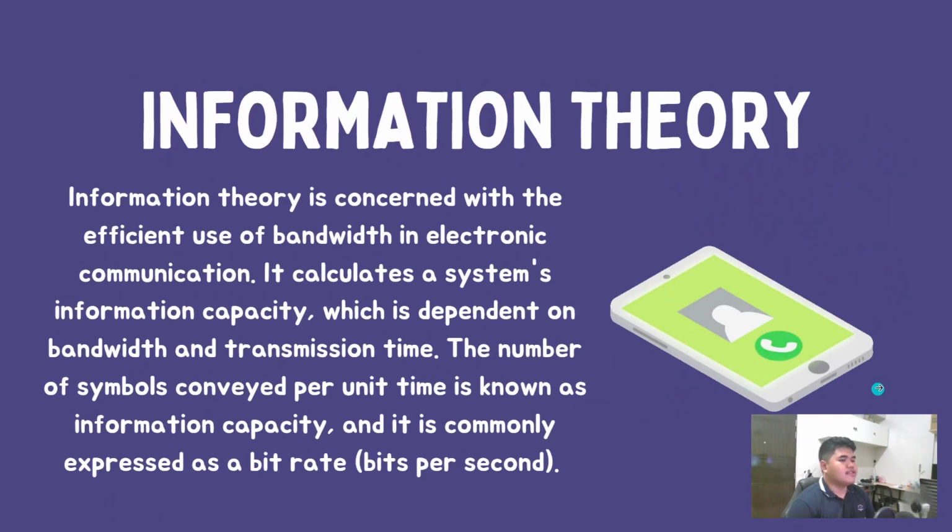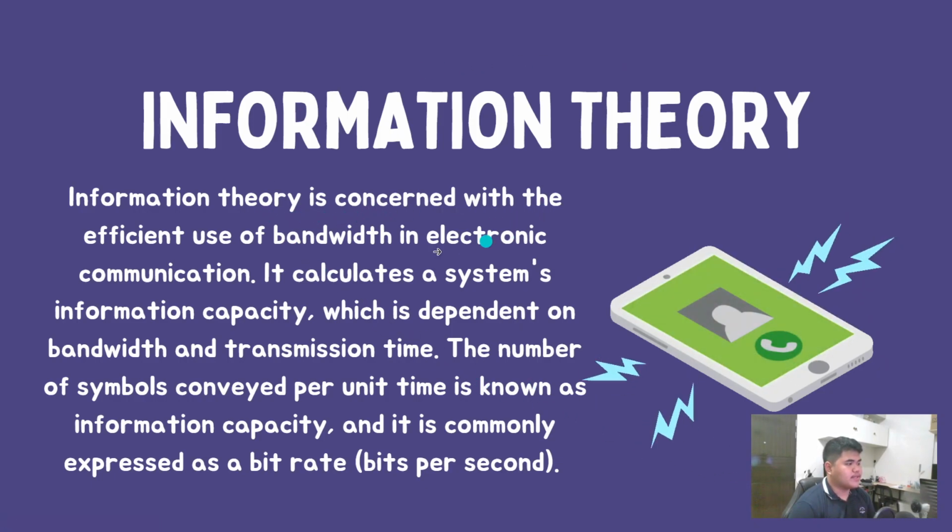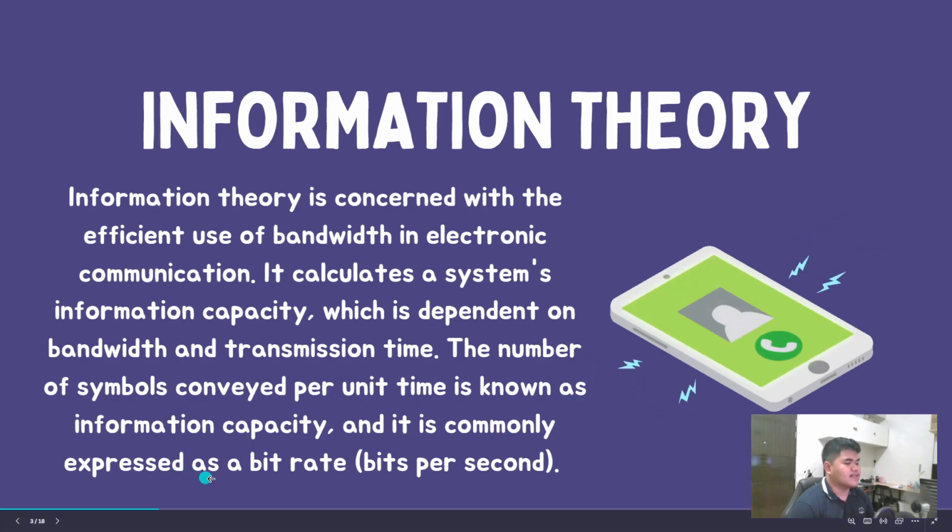First, let us define what is information theory. Information theory is concerned with the efficient use of bandwidth in electronic communications. It calculates a system's information capacity, which is dependent on bandwidth and transmission time. The number of symbols conveyed per unit time is known as information capacity, and this is commonly expressed as bits per second.